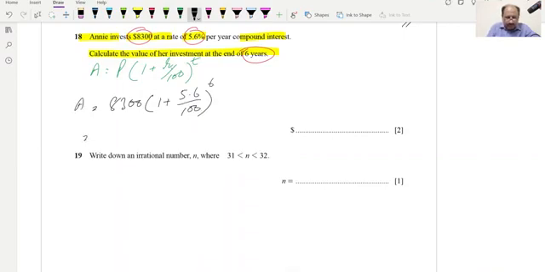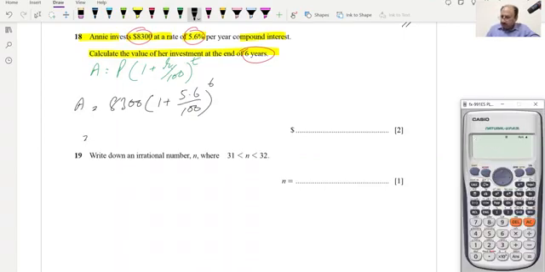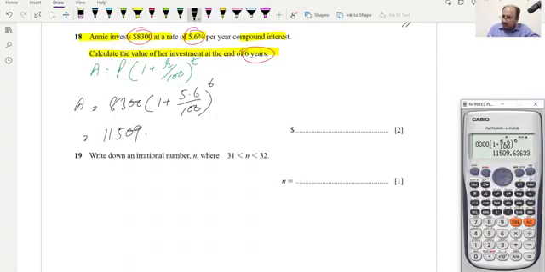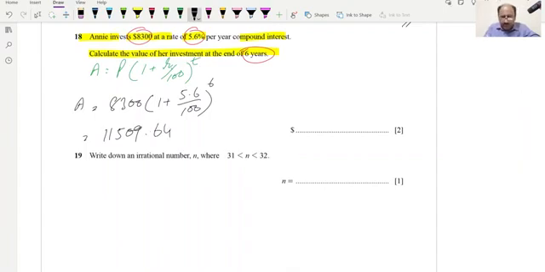So the amount will be equal to 8,300 times, in brackets, 1 plus 5.6 over 100, raised to the power 6, and this will be equal to 11,509.64, and as a rounded answer we can provide 11,509.